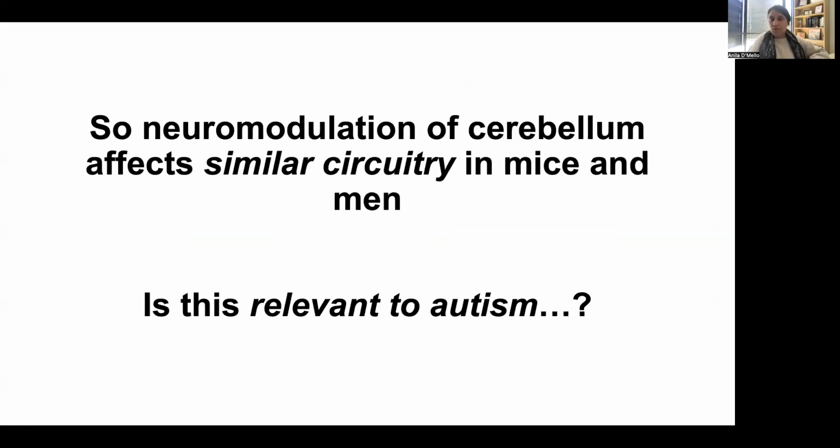Okay, so the basic point here is that neuromodulation of this specific region in the cerebellum looks like it's affecting a similar circuit in mouse and man. And the question then becomes, why should we care? And is this relevant to autism?